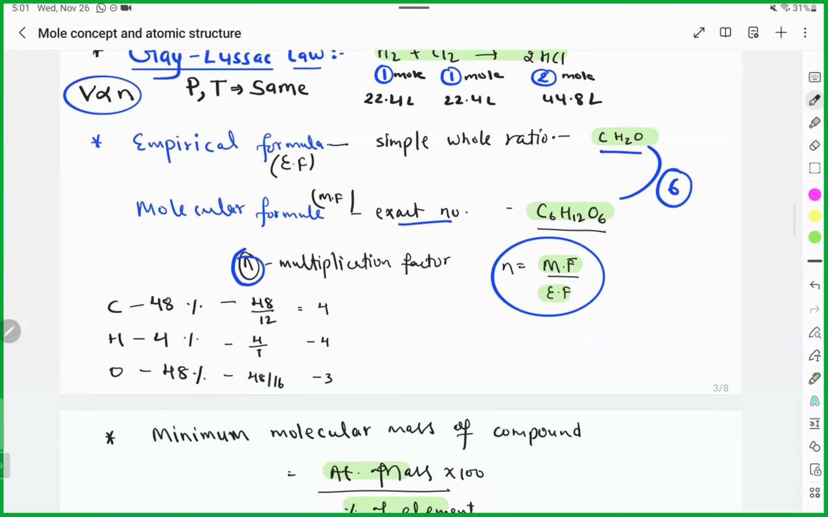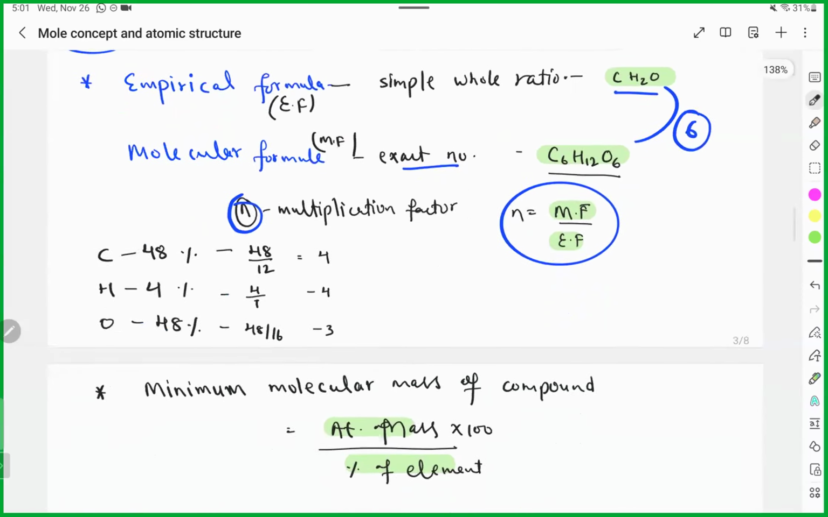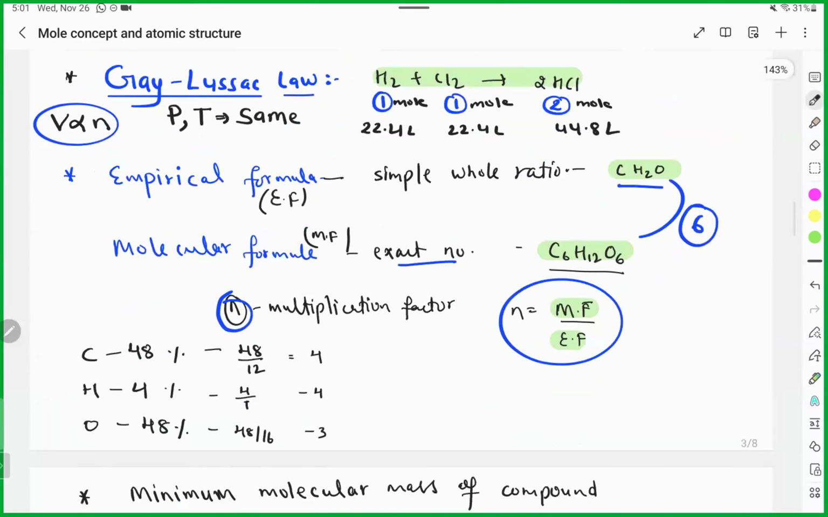Now, after that, this was just the basic introduction part. Now you are getting the real content of mole concept. First, most important is the empirical formula.